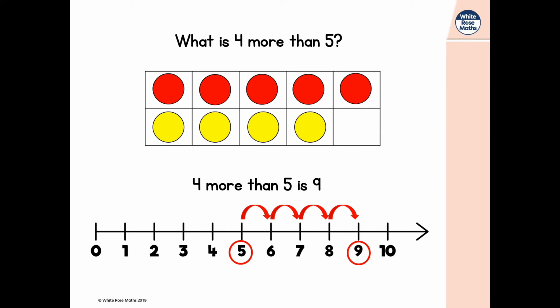What we did here was start counting on from 5. Rather than going, let's fill in the 10 frame and count them all up. 1, 2, 3, 4, 5, 6, 7, 8, 9. It's much faster to count on rather than always starting with the number 1.